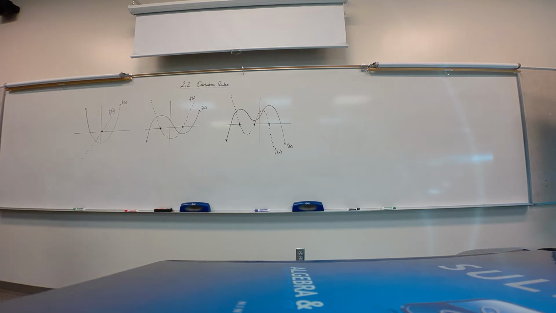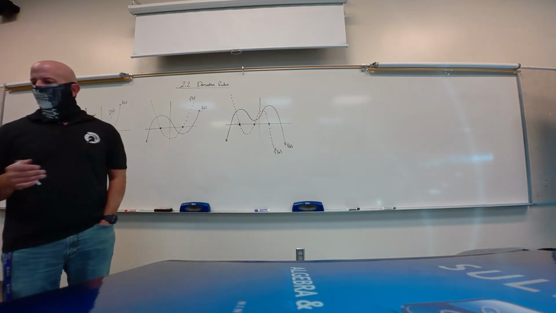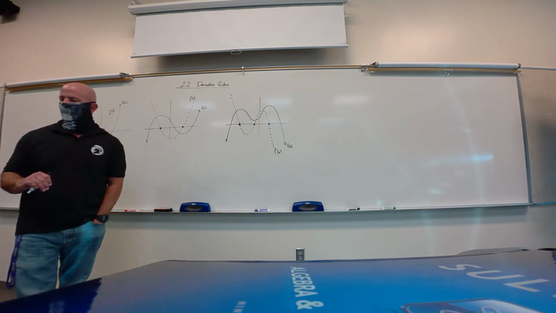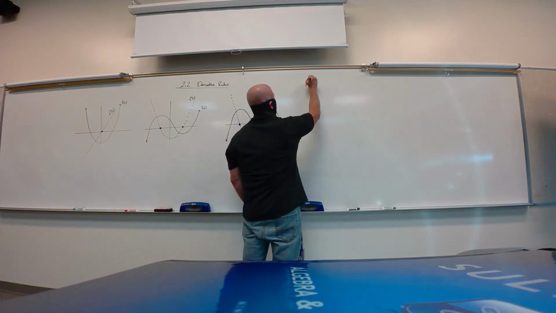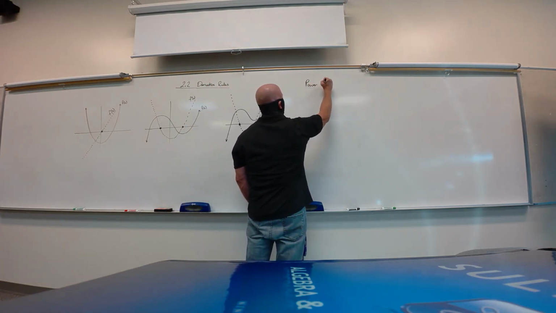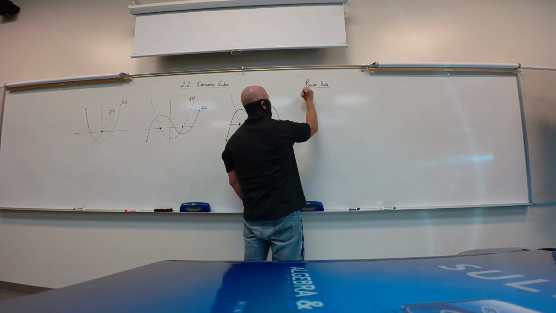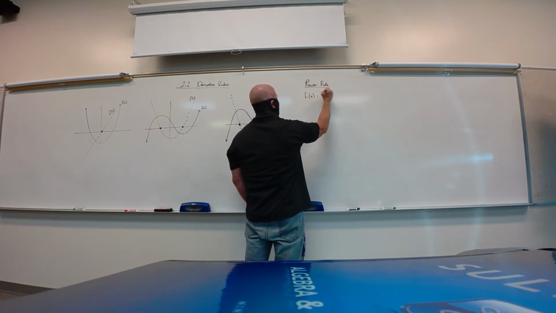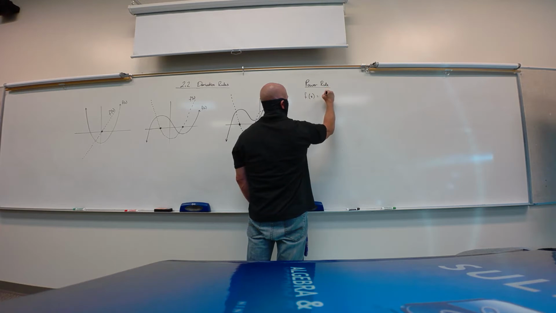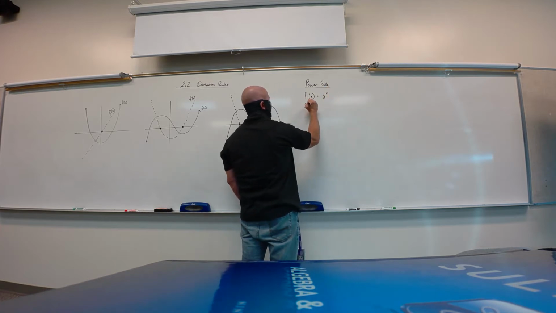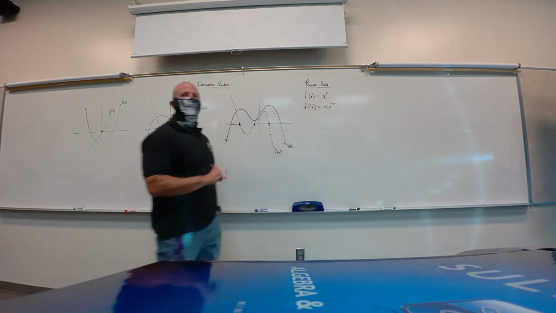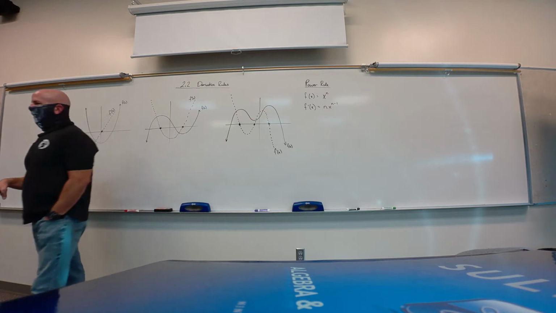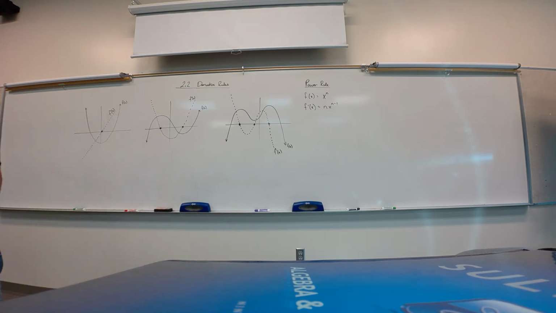All right. So if it's a polynomial, we have what we call a power rule for our derivatives. So, power rule. If f of x equals x to the n, f prime of x equals n x to the n minus 1. Power comes down, new exponent is 1 less.